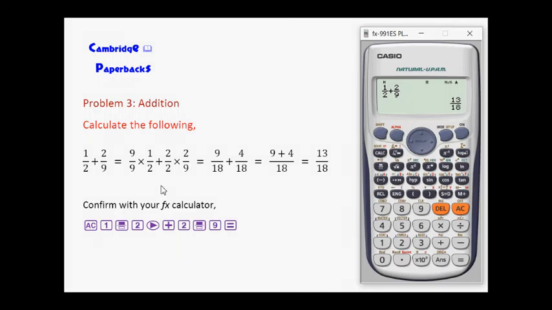Now we can follow the same procedure when we're dealing with subtraction. So instead of having a plus sign, we would have a minus sign. But nonetheless, you will need to find a common denominator to do that.